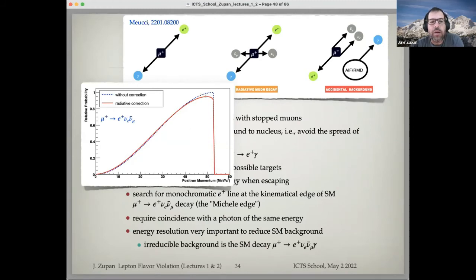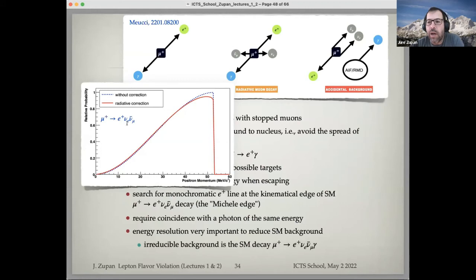So the dotted and the solid lines, this would be the tree-level prediction. Now, if you include the radiative decay, so the radiative correction, the one-loop correction plus emission of the photon, it gets smeared. Of course, there's still the kinematical edge.